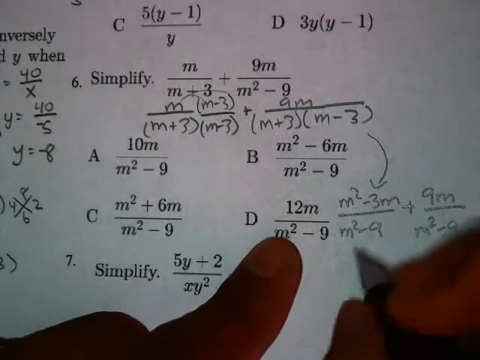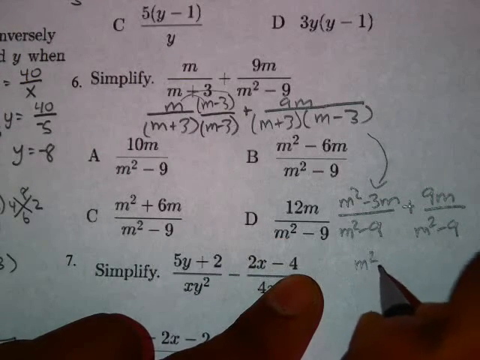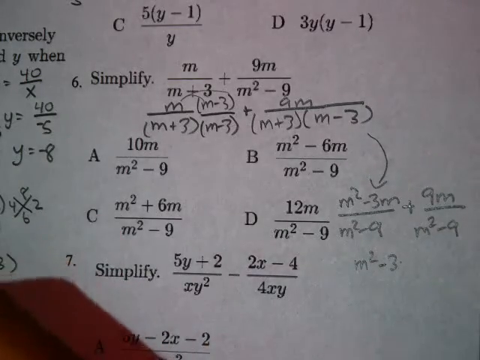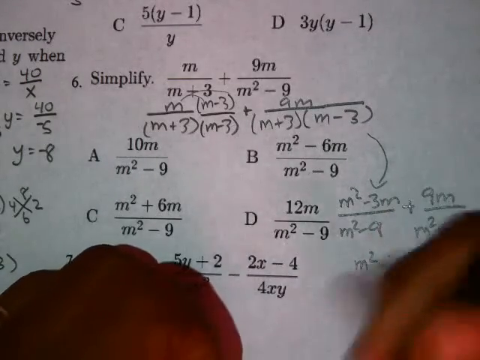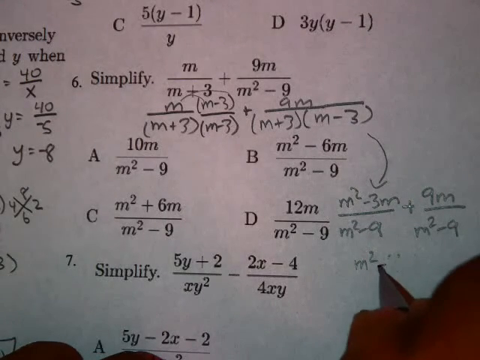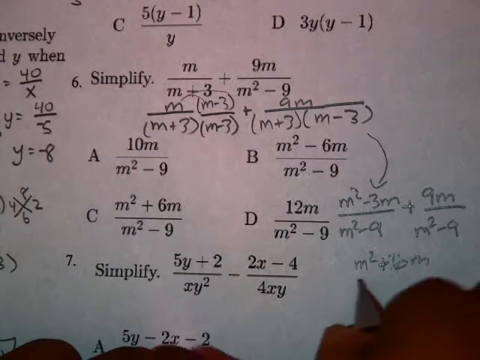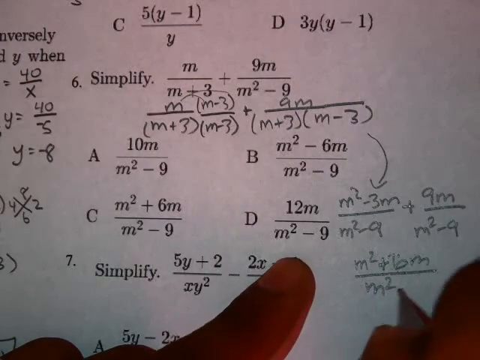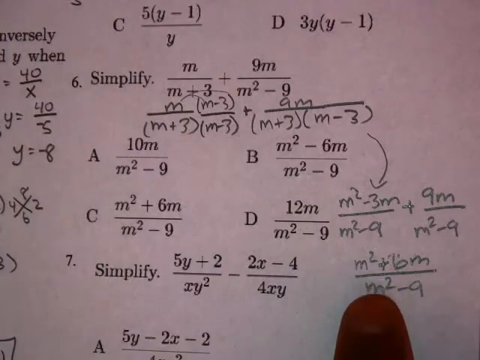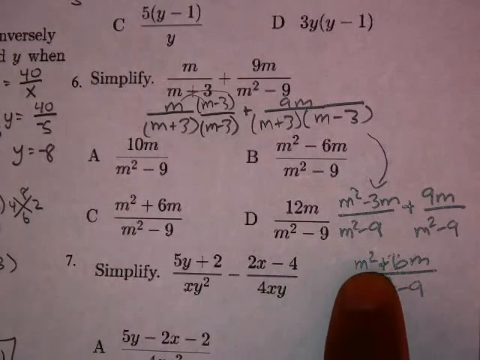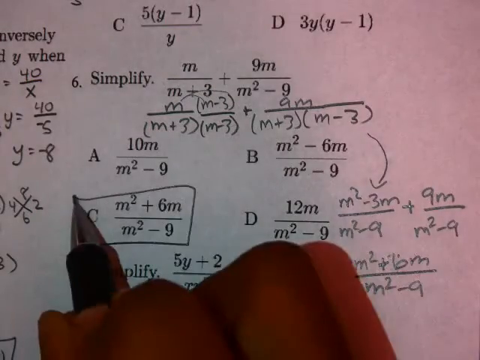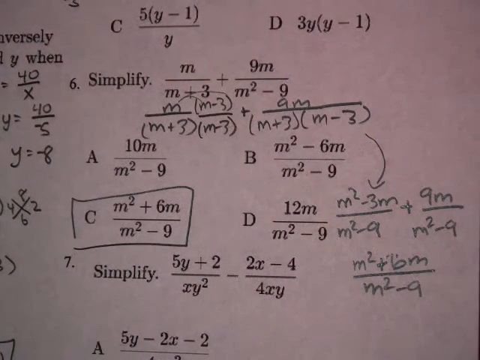Combining like terms at the top, negative 3m and plus 9m is a positive 6m over m squared minus 9. Now, you can factor the top some more by taking out an m, but that's not going to get anything to cancel or reduce, so I think our answer is going to be just C.